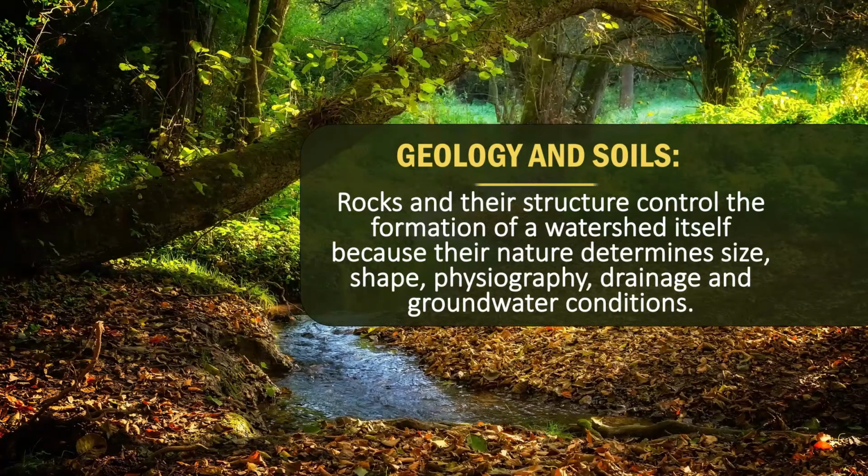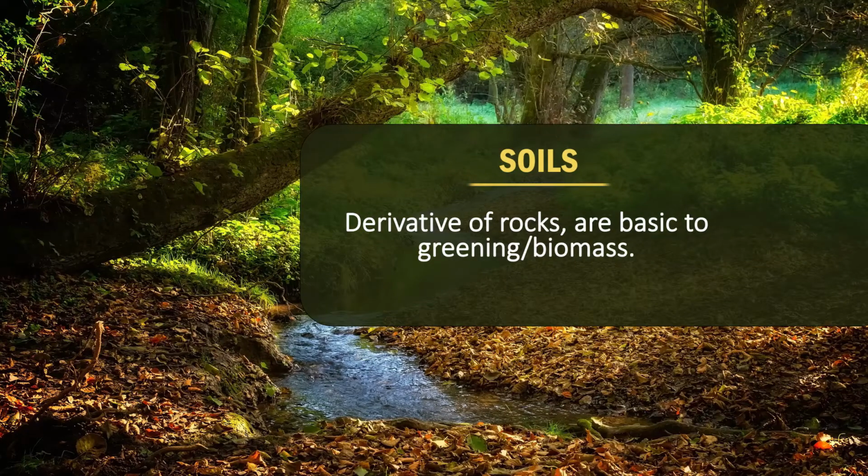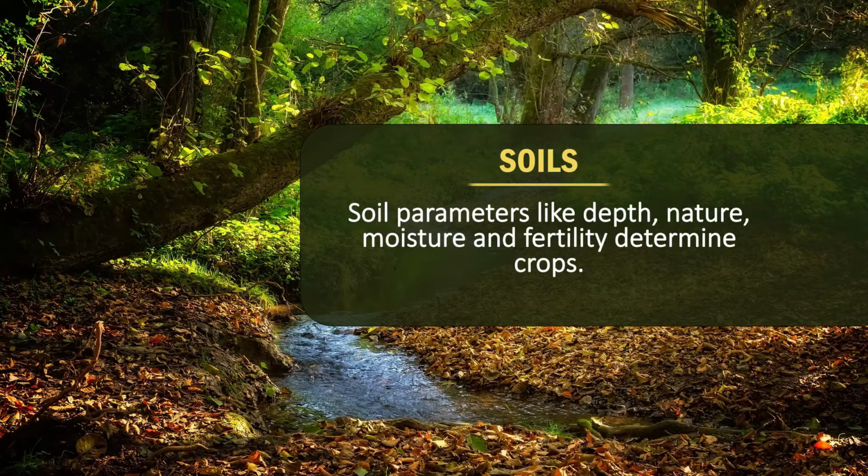Geology and soil are also very important characteristics. Rocks and their structure control the formation of watershed itself because their nature determines the size, shape, physiography, drainage and groundwater condition. So we need to understand the geology. As you know, soil is a derivative of rocks. They are basic to greening or biomass of that watershed. So soil parameters like depth, nature, moisture and fertility determine the crops. Rocks and the soil together influence the water storage, movement and infiltration.